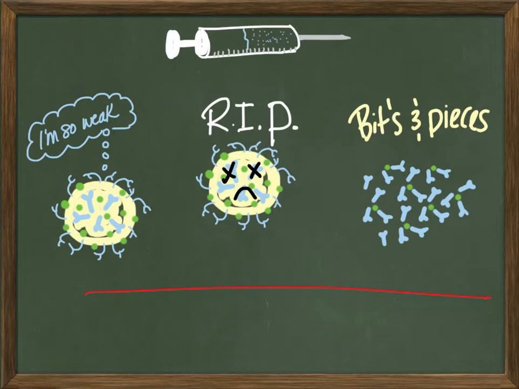Now, there are some limitations here. With weakened or killed viruses, you first have to grow a bunch of viral particles in a lab, and that takes time. Remember, they can't reproduce themselves. So you have to grow all these viruses and then either kill them or weaken them. With the bits and pieces, it's not much better because you still have to grow all of those viruses and then harvest the bits and pieces that you're going to use in the vaccine.